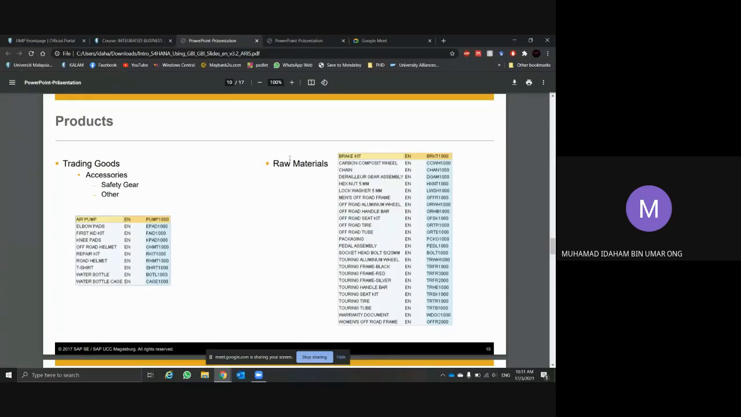If you want to define raw material as pure steel or plastic pellets, that is also another raw material, depending on the industry itself. But currently, for our case, raw material is this. We're not going to be producing chains, but we're going to be using chains that are already pre-assembled. We're also going to define it as raw material.